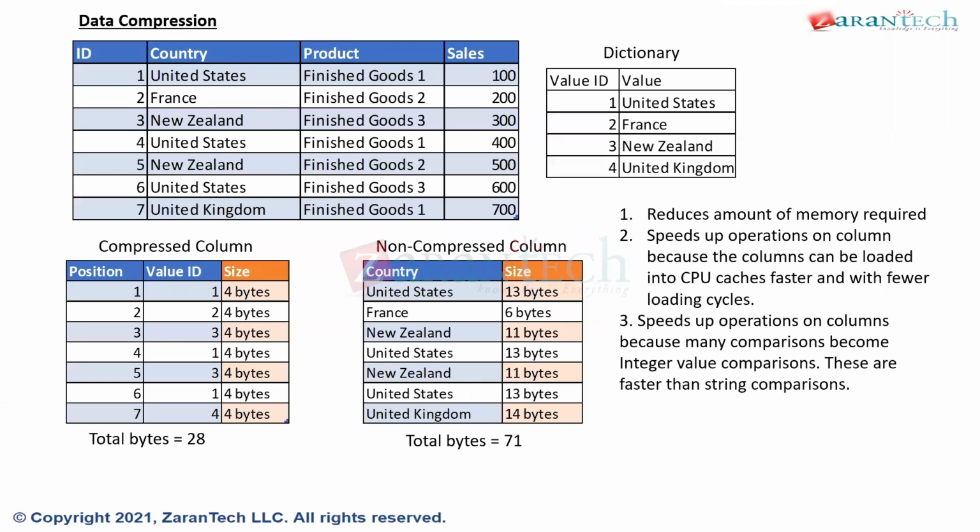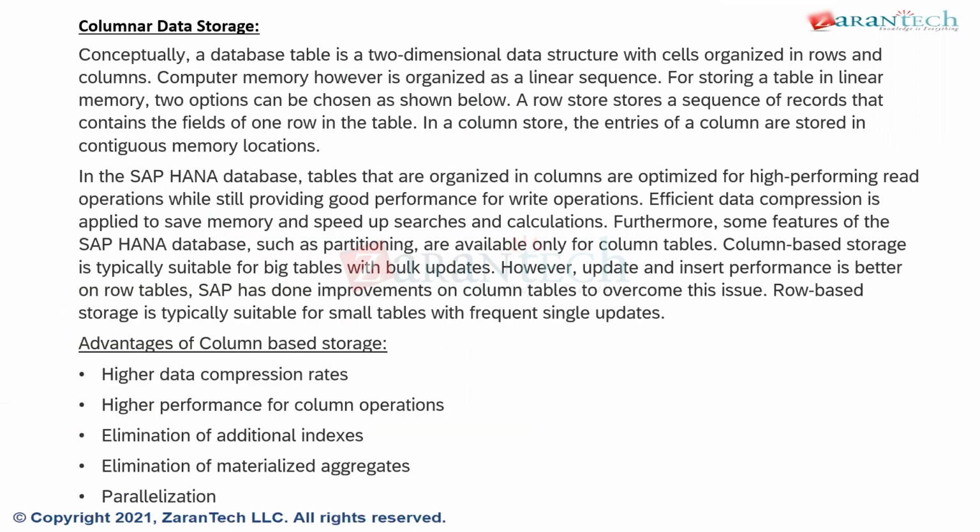One quick question. You mentioned something about eliminating the aggregate table between the column and the row-based storage. Can you explain that one more time, please? Yeah, so columnar data storage eliminates the aggregates, and it also eliminates the indexes.